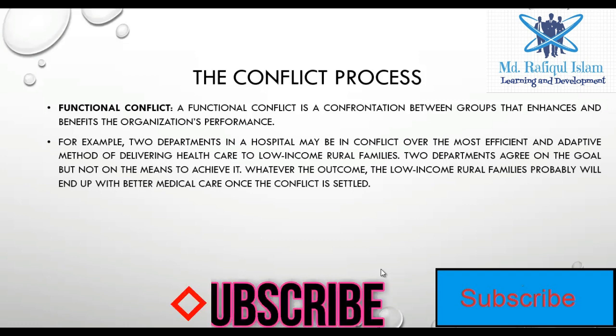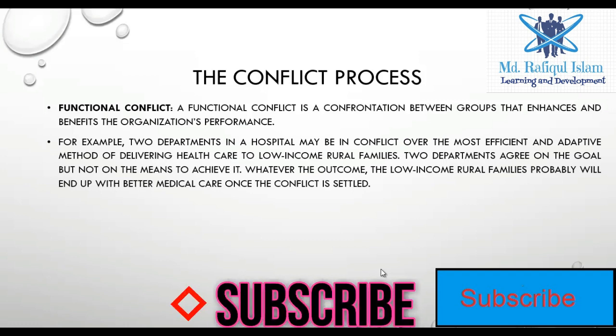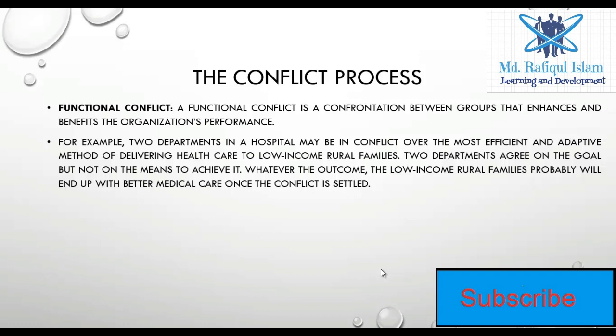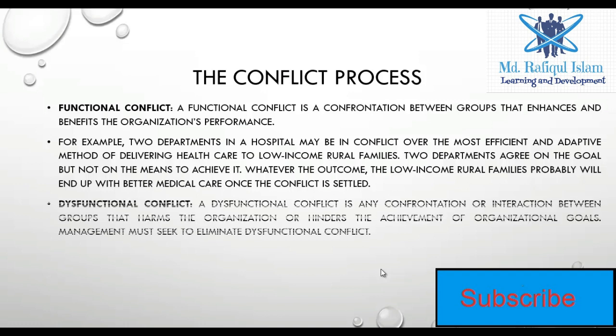Let's have an example. Two departments in a hospital may be in conflict over the most efficient and adaptive method of delivering healthcare to low-income rural families. The two departments agree on the goal but not on the means to achieve it. The low-income rural families will probably end up with better medical care once the conflict is settled.